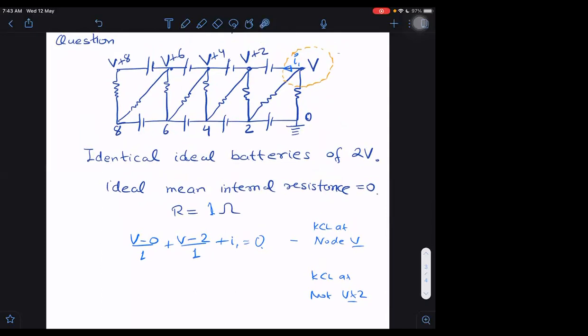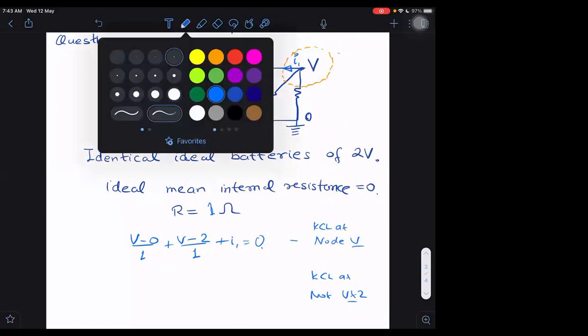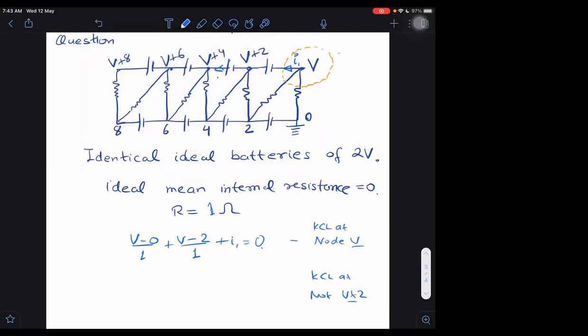At V plus 2, there will be V minus 2 plus I1. One more unknown will appear, I2, you know that? What is the current? It will become (V plus 2 minus 4) divided by 1, plus (V plus 2 minus 2) divided by 1, plus I2, equal to I1 entering here.